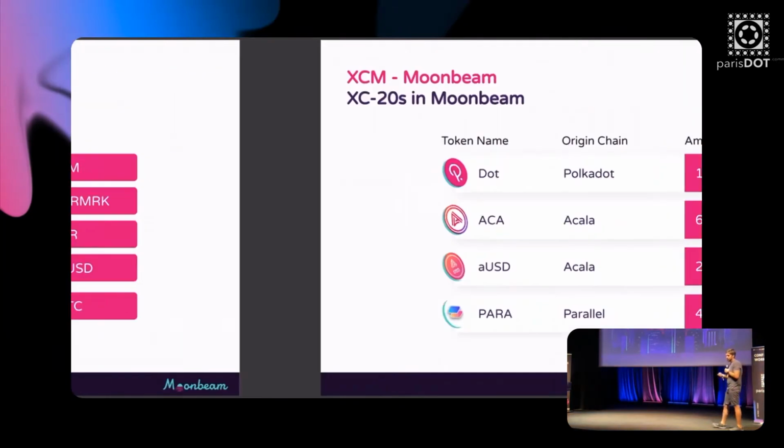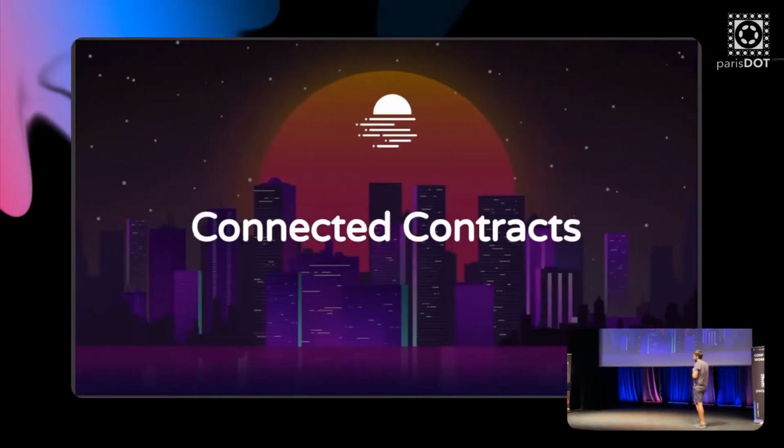So last, to wrap it up, because I have 3 minutes left, let's talk about connected contracts. The idea of connected contracts is a new concept that we're bringing to the table of making Moonbeam sort of like an interoperable hub for the entire blockchain ecosystem.